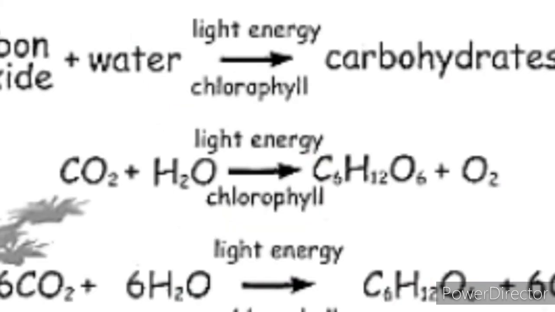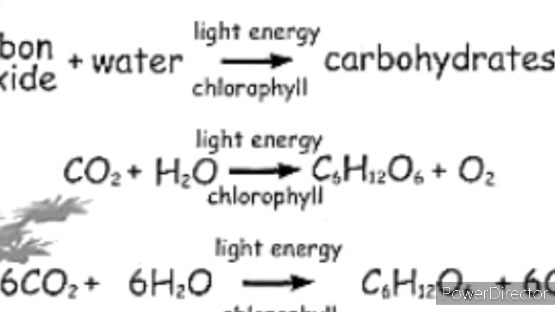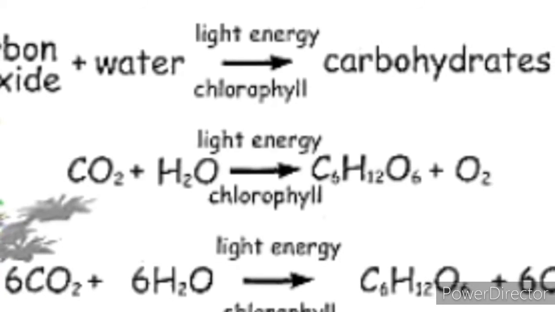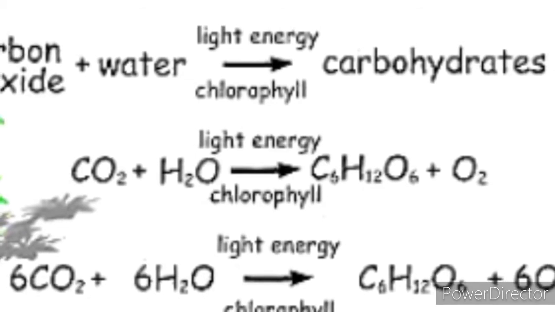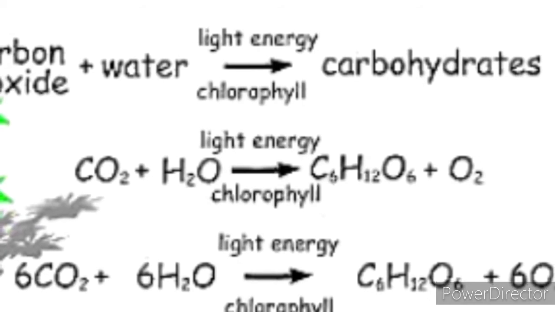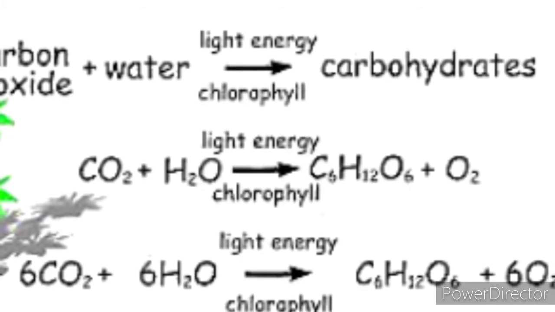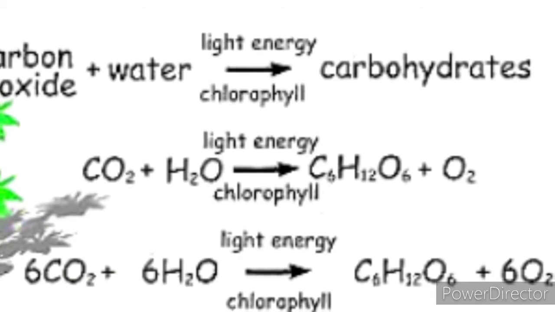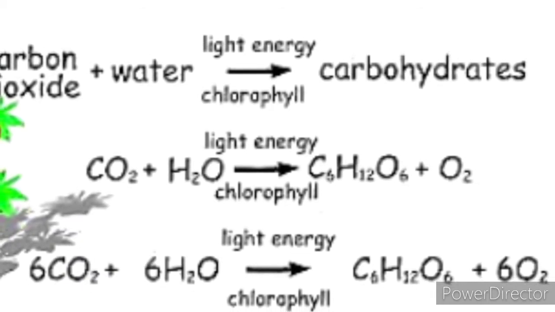Carbon dioxide plus water molecule gives rise to carbohydrates. Light energy means sunlight, and chlorophyll acts on it. So 6 CO2 plus 6 H2O gives rise to C6H12O6, and water molecules and oxygen molecules are the waste products which are sent out from the plant. This is about the photosynthesis process.